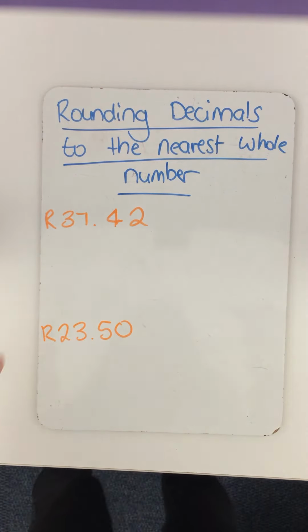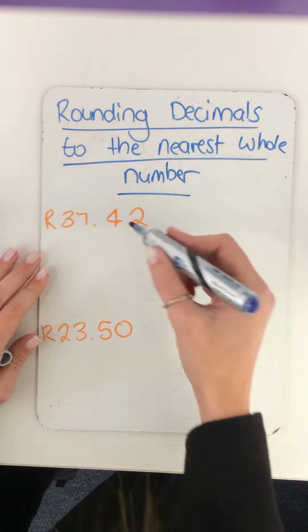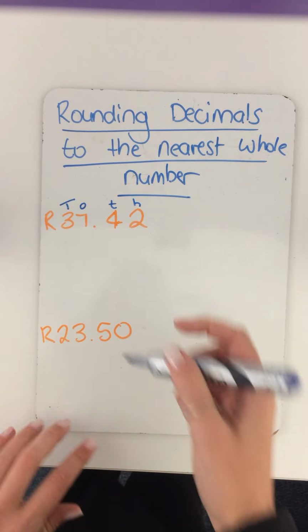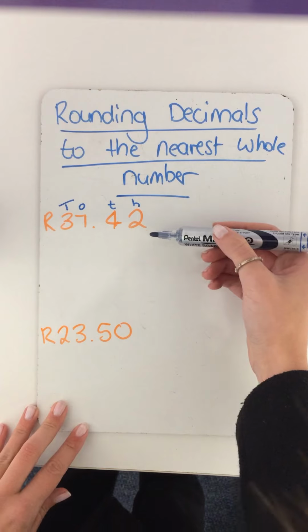So the first thing I'm going to do is put my place values on top. 7 is in the ones, 3 is in the tens, 4 is in the tenths, and 2 is in the hundredths place. So I have 37.42.